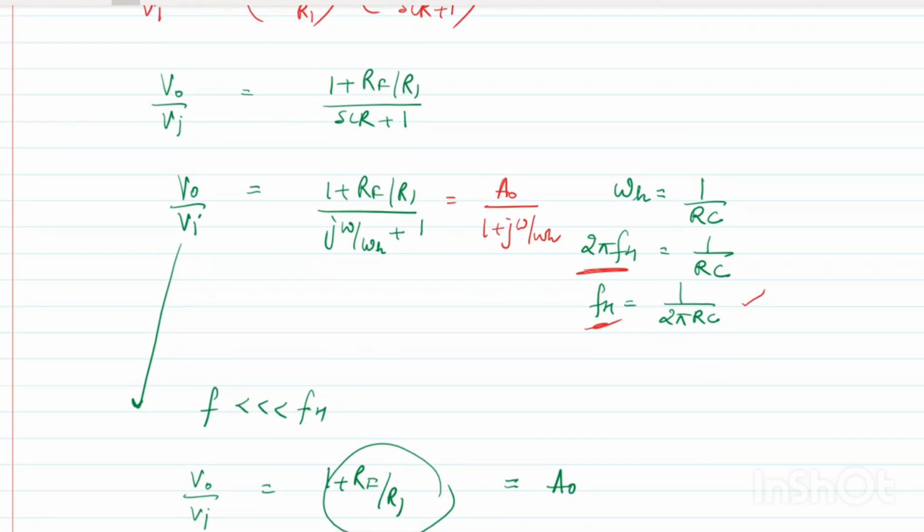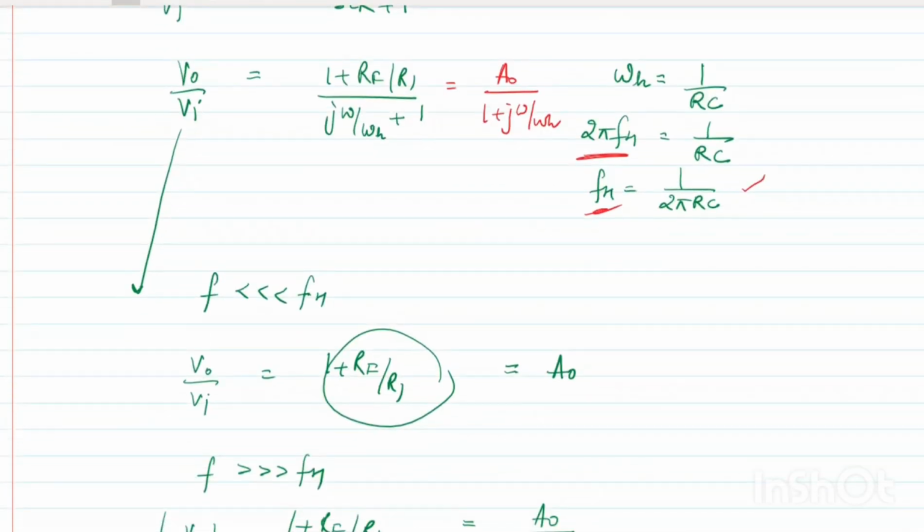Okay. Now when F is very much less than FH, what will happen? We can neglect this term, right? When F is a very small value compared to FH, we can neglect this term. So we have only 1 plus RF upon R1, that is A naught.